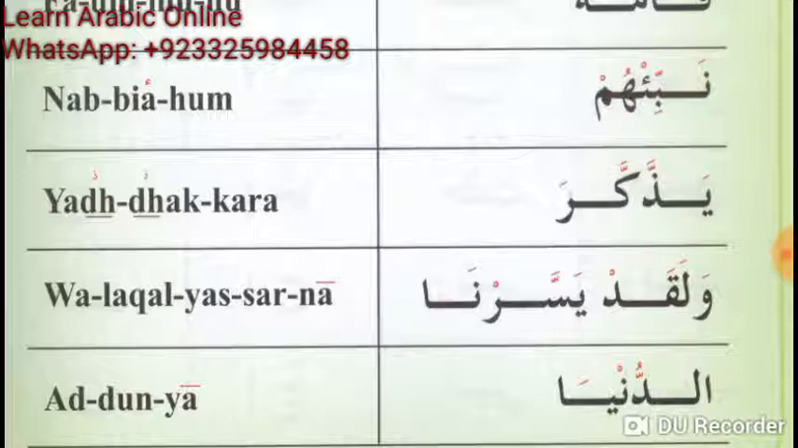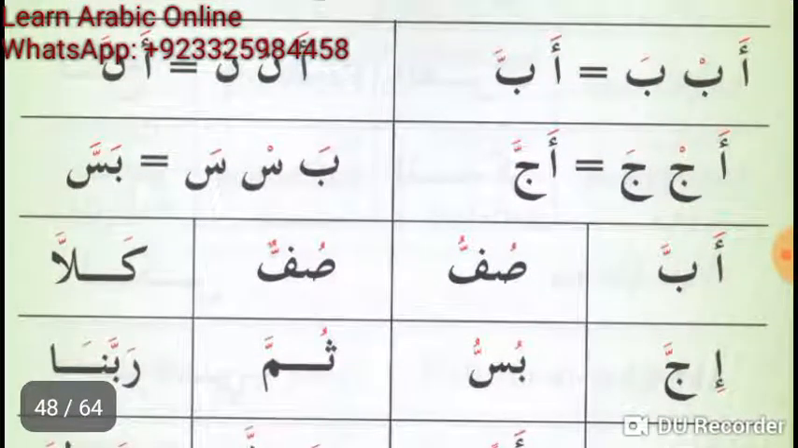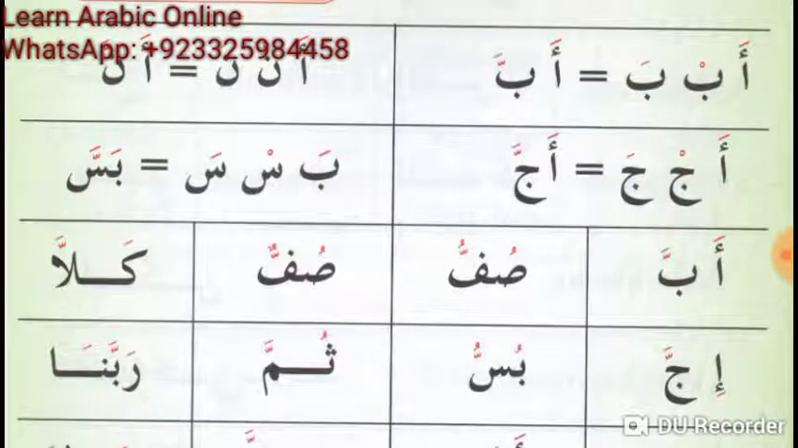Abba equals Abba. Aja equals Aja. Abba. Ija. Aja. I thought that was a kasra. No, look, this fatha is on the shadda. Oh, this vowel is on the shadda, so this means that this is fatha. Okay, Edja.